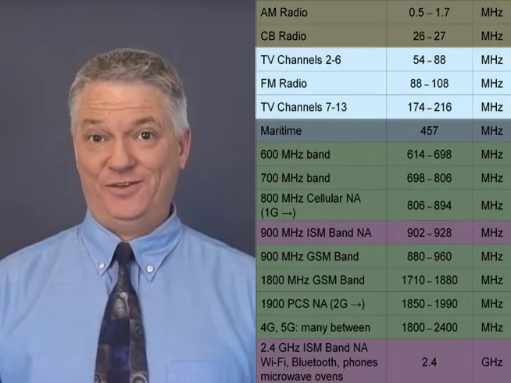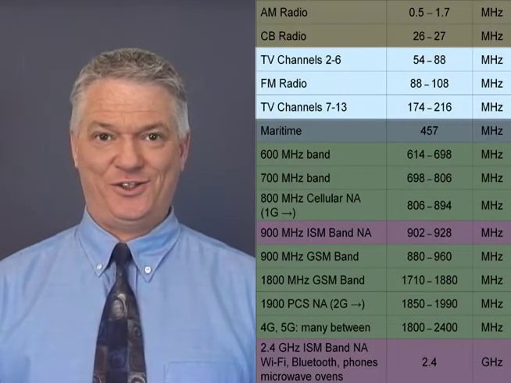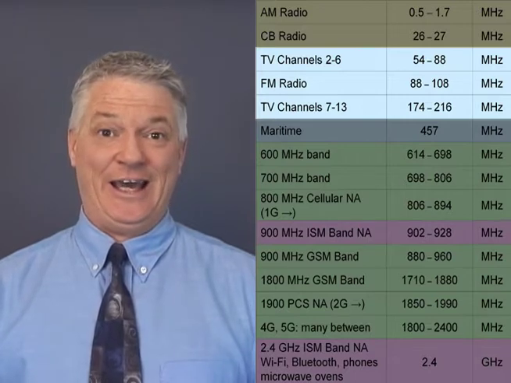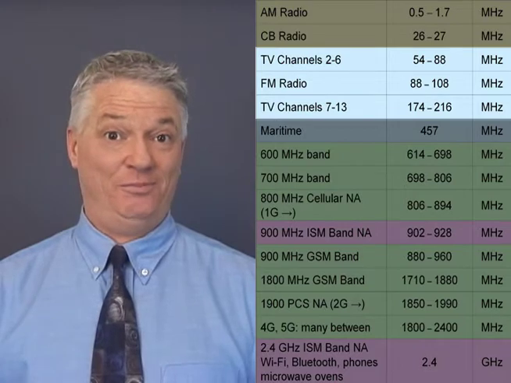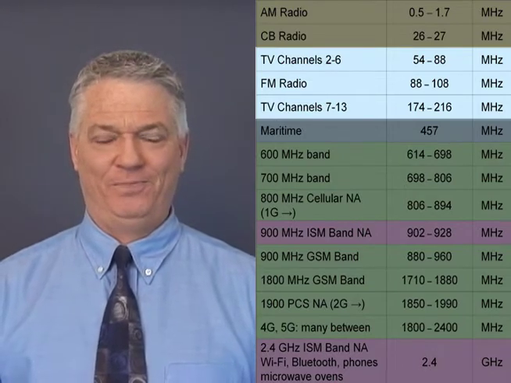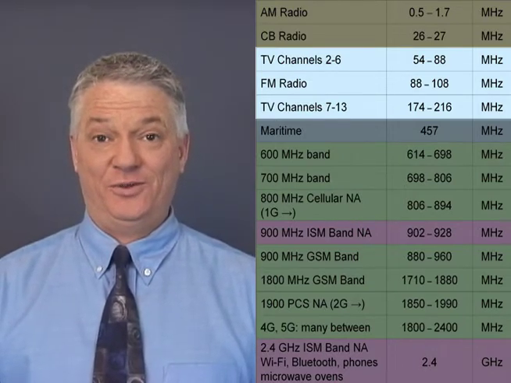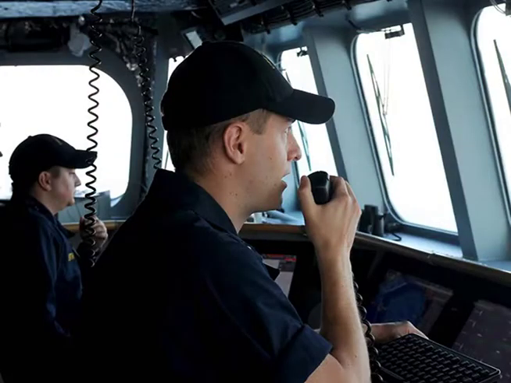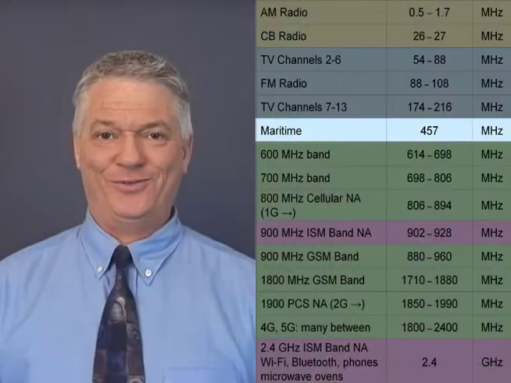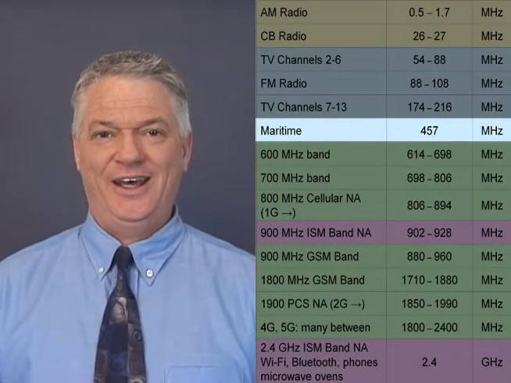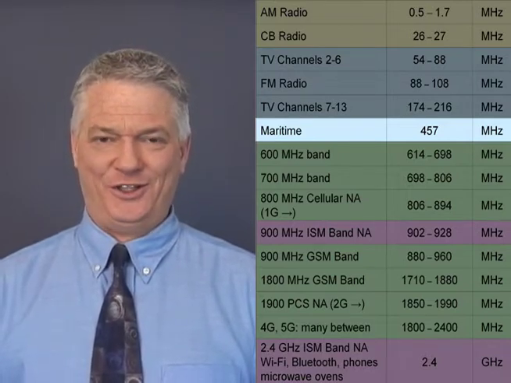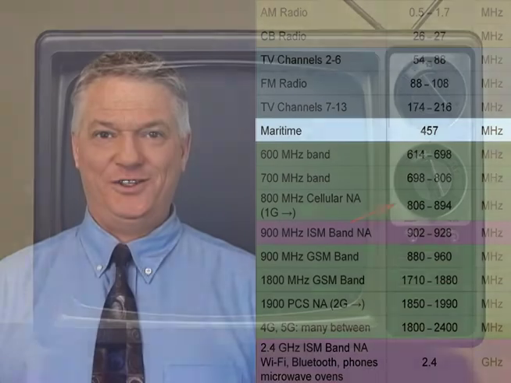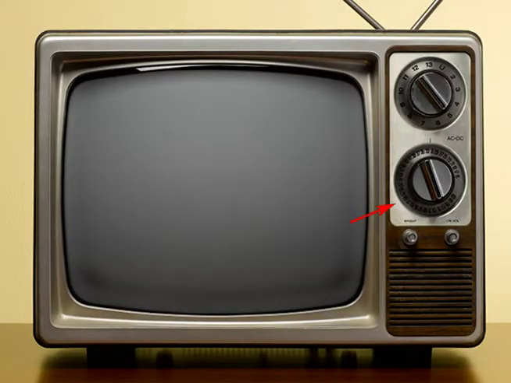Then there's an allocation for television broadcast, channels 2 through 6. Then a gap for FM radio. We're talking about frequencies around 100 megahertz for FM radio. And then channels 7 through 13. Then there's an allocation for maritime VHF, very high frequency radio, around 450 megahertz. And after that was an allocation for UHF television, ultra high frequency. And these would be the channels 14 and above.